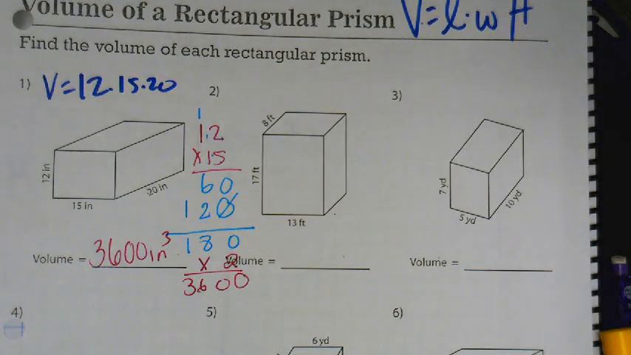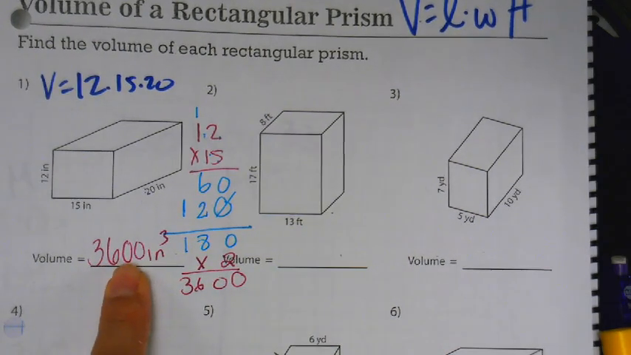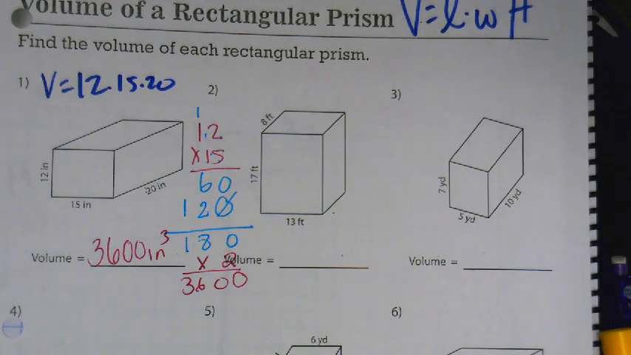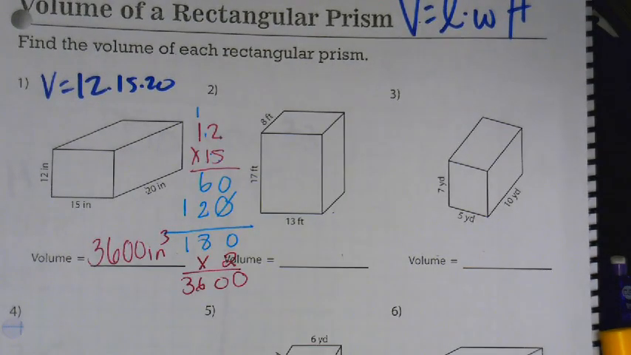So my volume is 3,600 inches cubed. How do I do surface area with this problem? I would have to do top, bottom, left, right, front, back. That's surface area. When it comes to volume, it's the inside. How much water can I pour into this box? When it comes to surface area, it's wrapping paper or paint.